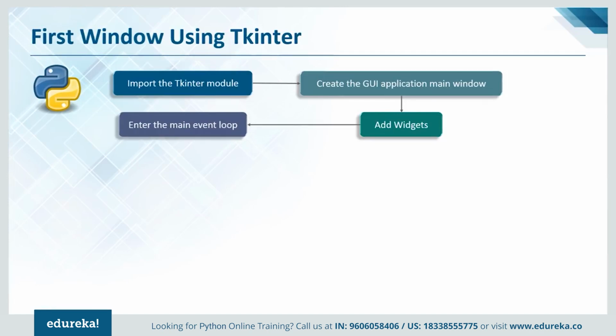If you notice, there are two keywords here that you might not know at this point. One is widget and the other one is an event loop. An event loop is basically telling the code to keep displaying the window until we manually close it.